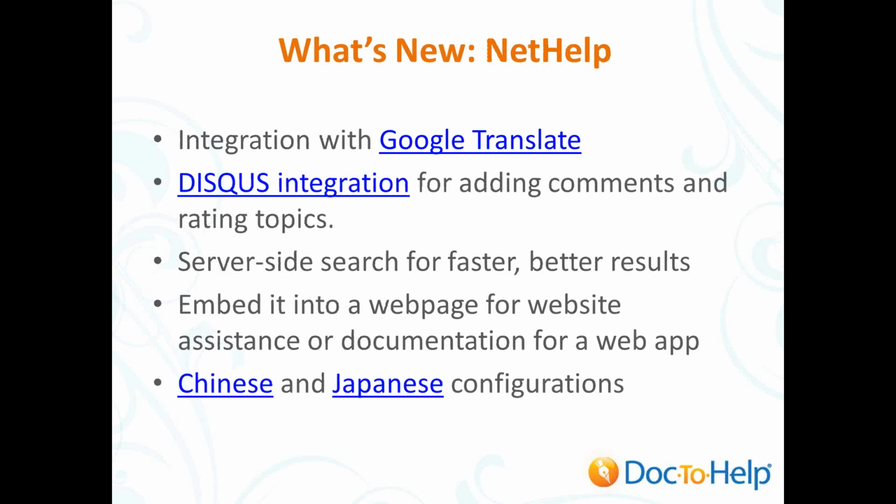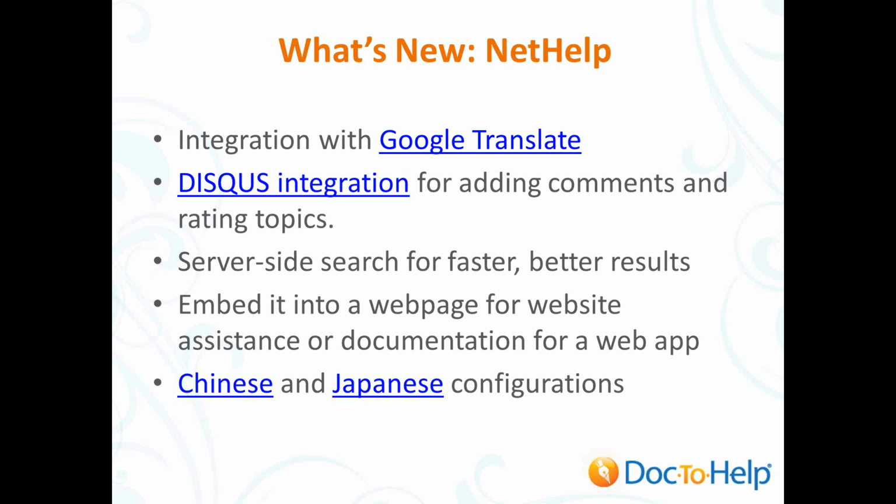We also made a number of unique improvements to NetHelp, and NetHelp is our web-based output. So we integrated NetHelp with Google Translate. We also included DISQUS integration for adding comments and rating topics, server-side search for faster, better results, set it up so that you can embed NetHelp into a web page for website assistance or documentation for a web application.